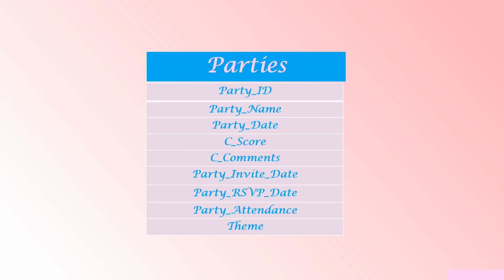During one of Cathy and Cinderella's many meetings, Cinderella shared she wanted to keep better track of her parties. She wanted to keep track of how she rated a party and any comments she had about the party. She wanted to keep track of when she sent out invitations, how many people attended, and the party theme. So Cathy Creator created the parties table. She created columns that could hold Cinderella's party score, or the C score as it was named, Cinderella's comments, or C's comments, party name, attendance, and theme.